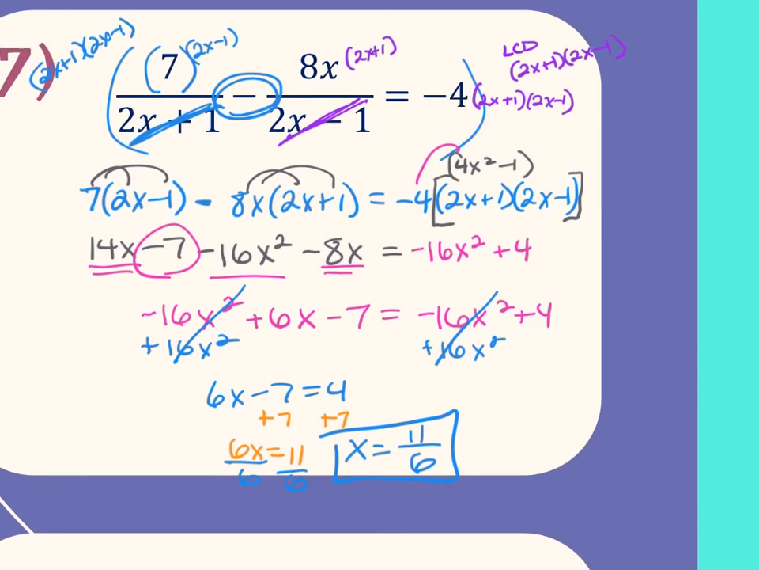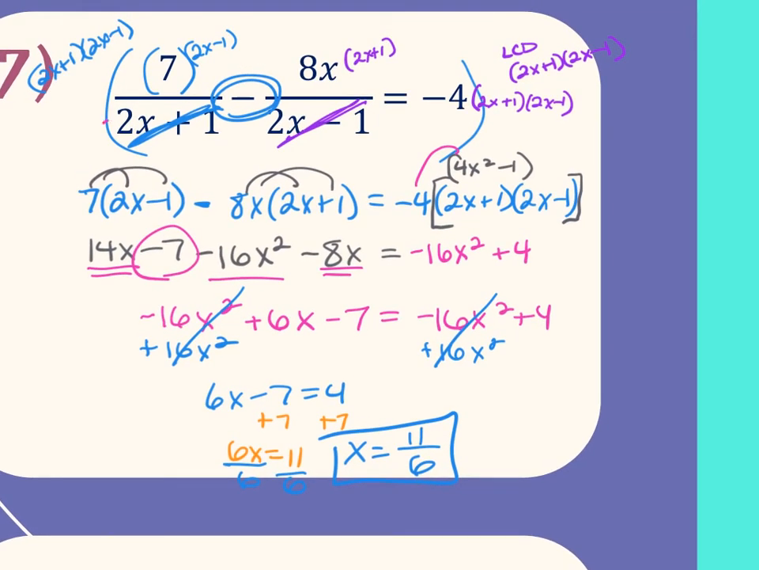I got to go back and check, right? So set each of these equal to 0. For the one on the left, x cannot equal negative 1/2. For the one on the right, x cannot equal positive 1/2. So my 11 over 6 is fine. I get to keep it.